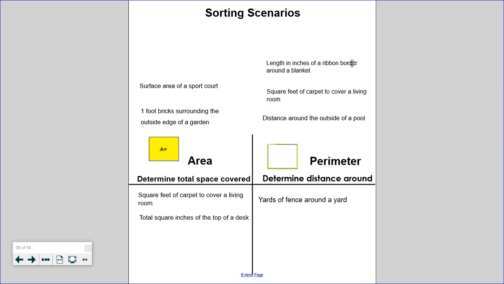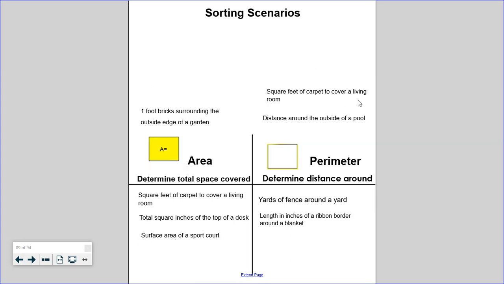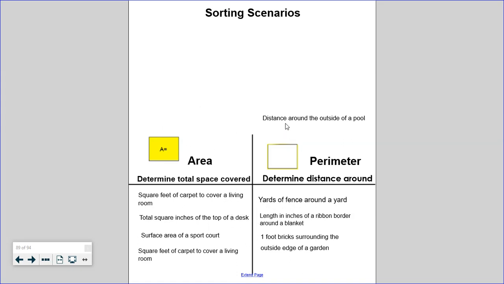Length in inches of a ribbon border around a blanket. Two key words, border and around. That's going to be perimeter. The surface area of a sport court. They tell you right there, don't they? Area. Square feet of carpet to cover a living room. We've got some keywords, square feet, cover, that's also area. One foot bricks surrounding the outside edge of a garden. Outside, edge, surrounding, all those tell us that that's a perimeter story. And the distance around the outside of a pool, around, outside, also perimeter.